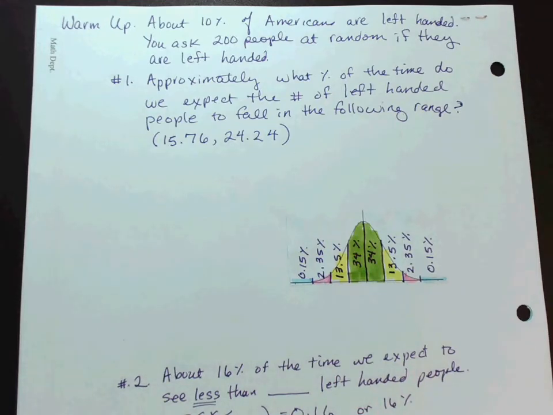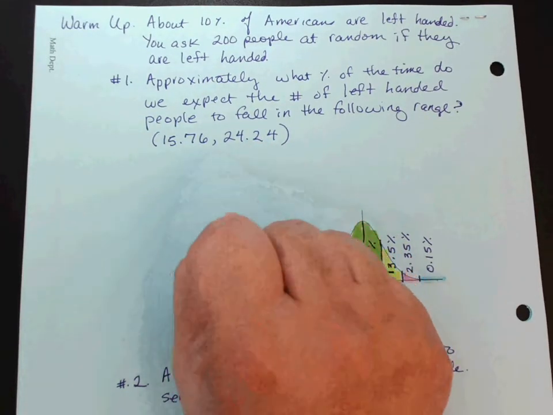Today's warm-up is really helpful in our lesson. We start with: about 10% of Americans are left-handed. You ask 200 people at random if they are left-handed. Now, approximately what percent of the time do we expect the number of left-handed people to fall in the following range?